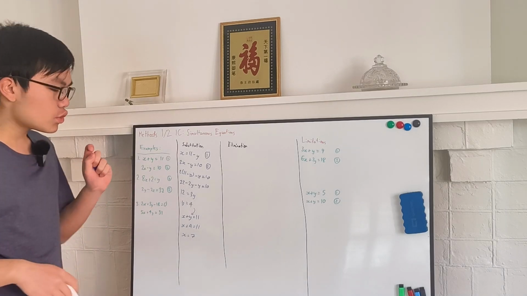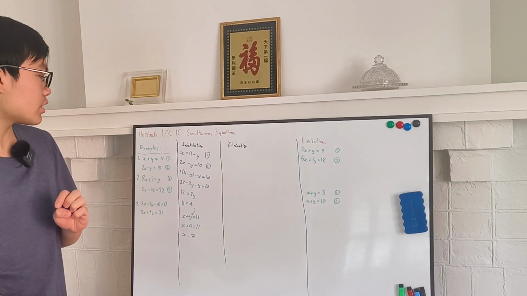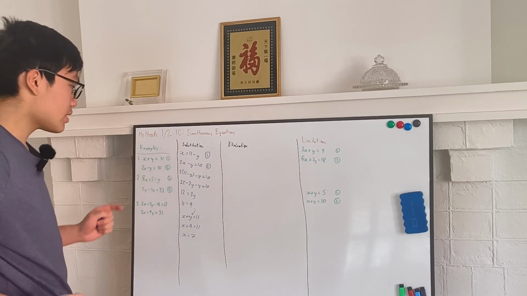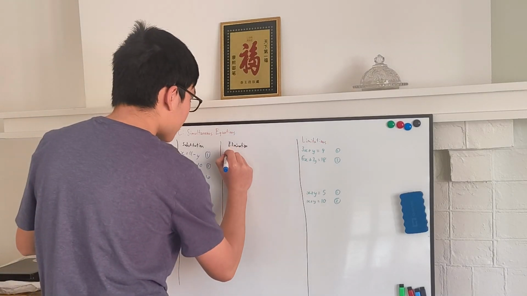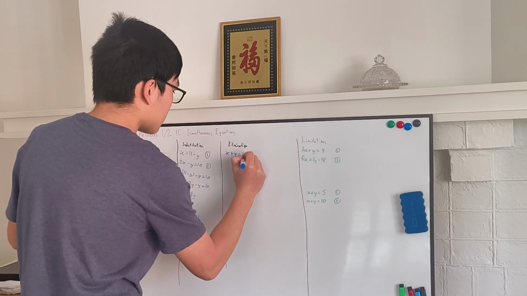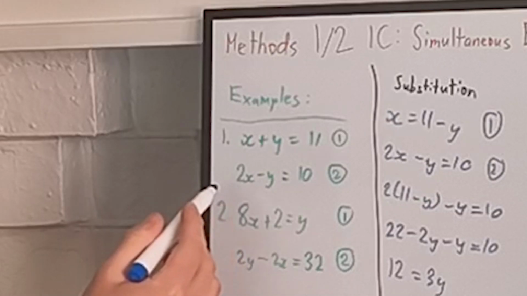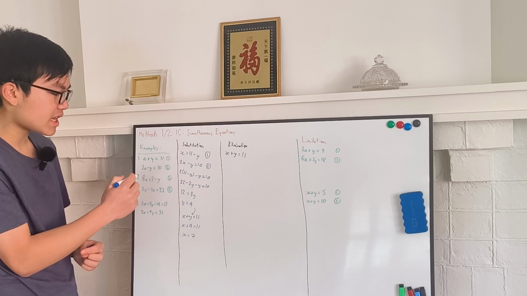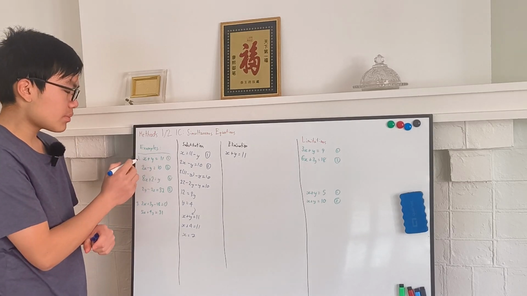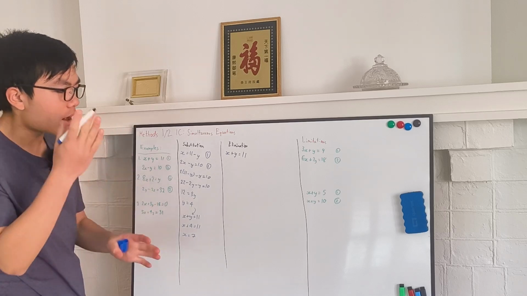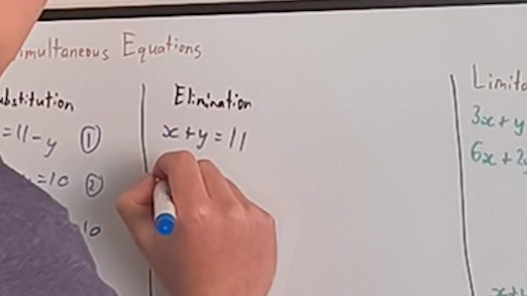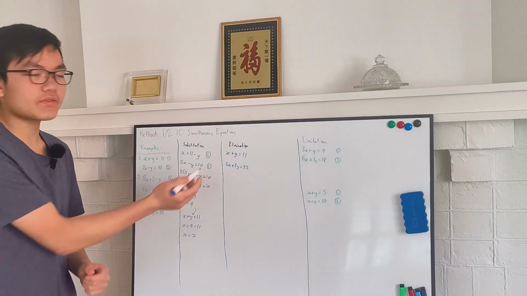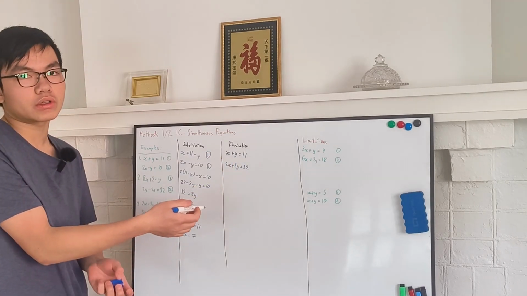With elimination, you want to make it so that one of the unknown variables has the same coefficient as in the other equation. So let's take the first example again. x plus y equals 11. But you can see in the second equation, the x has a coefficient of 2 in front of it: 2x minus y equals 10. So in order to make the equations about the same, we can make it 2x plus 2y equals 22. We've just multiplied this first linear equation by 2 on everything.